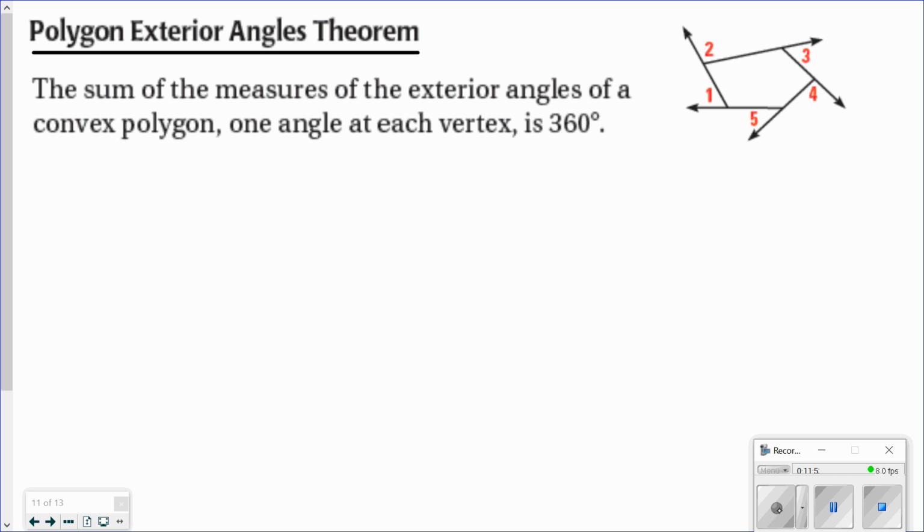Next, we're going to talk about the polygon exterior angle theorem, and that just states the sum of the measures of the exterior angles of a convex polygon, one angle at each vertex, is 360 degrees. This means no matter which polygon you're looking at, we automatically know that the exterior angles, the outside angles, will add up to 360. This will always happen.